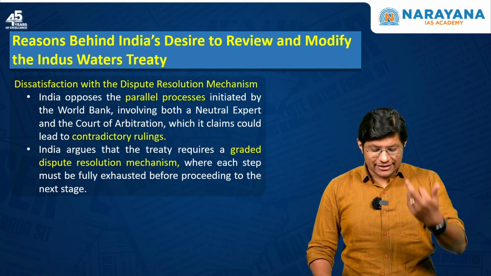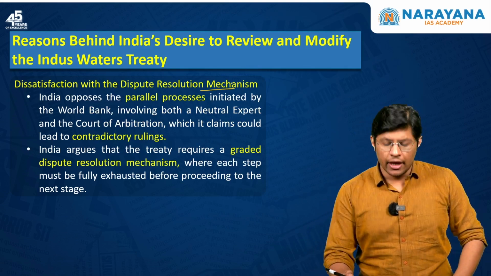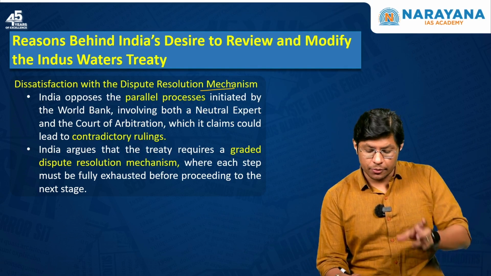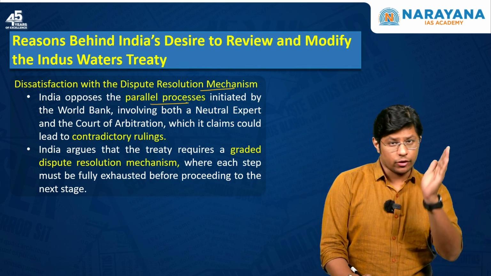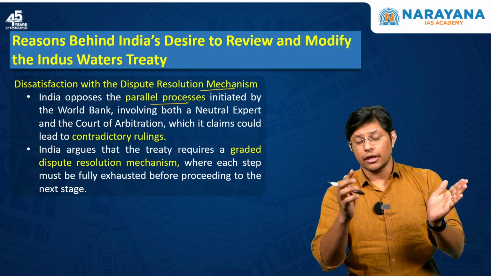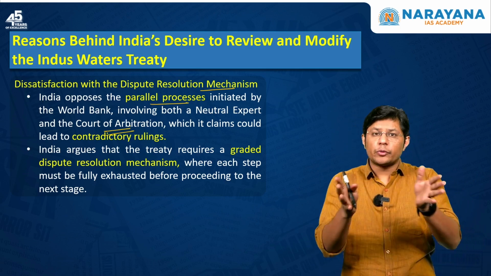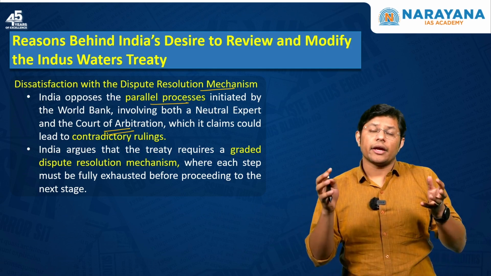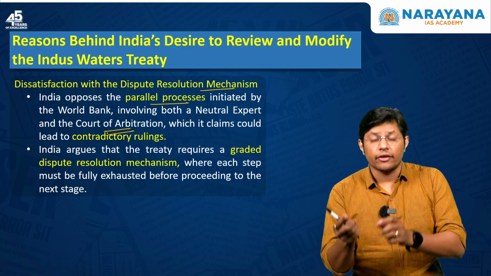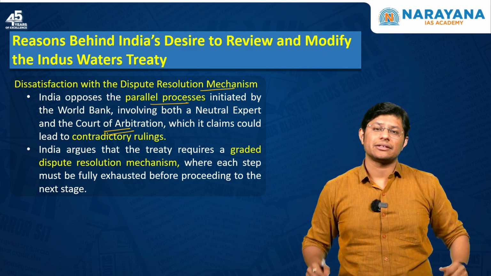Then the last is dissatisfaction with the dispute resolution mechanism. Now, India opposes the parallel process. Which is this parallel process? One is a neutral process that we already discussed, and the next is the court of arbitration, right? Which means there are two processes. One is a neutral expert, the other one is court of arbitration. India has raised a question: what if the two mechanisms provide contradictory results?